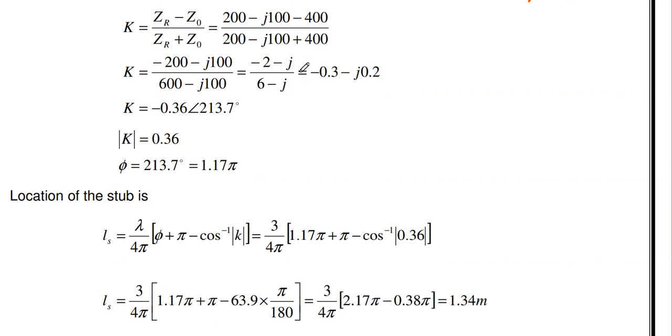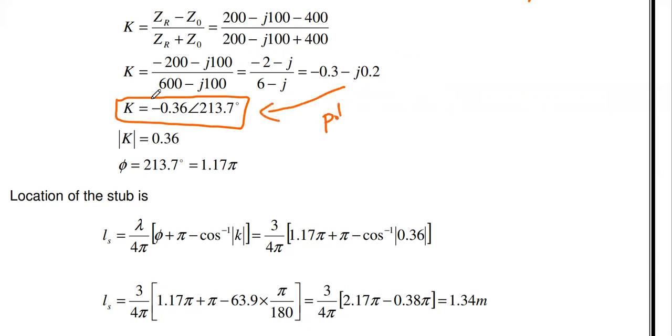Then in your calculator, if complex mode is available, you directly divide minus 2 minus j by 6 minus j. So the answer is minus 0.3 minus j0.2. Or otherwise, you convert the numerator into polar and the denominator into polar, then do the polar by polar division. Again, this rectangular quantity we have to convert into polar, because anyway we want a modulus K and angle. So this rectangular K value you just convert into polar.